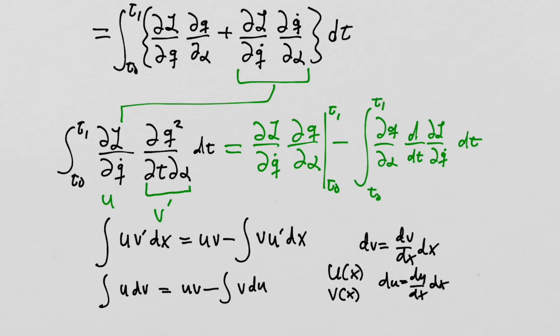So now we look at this term here. I'm just evaluating this part of the integral. But let's study it. This term here, you have the path in configuration space, the derivative with respect to the parameter alpha.